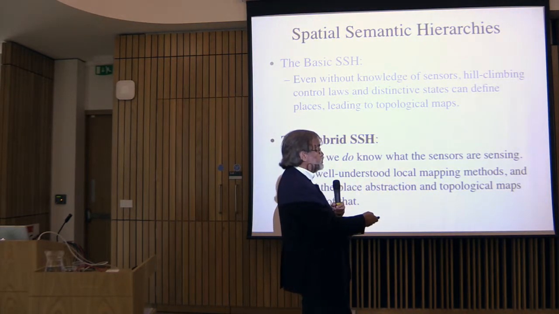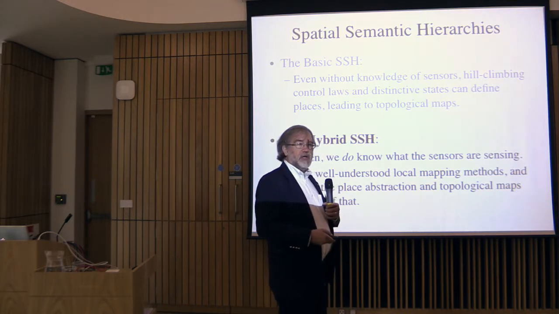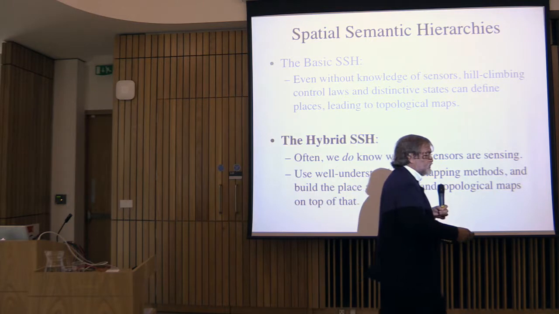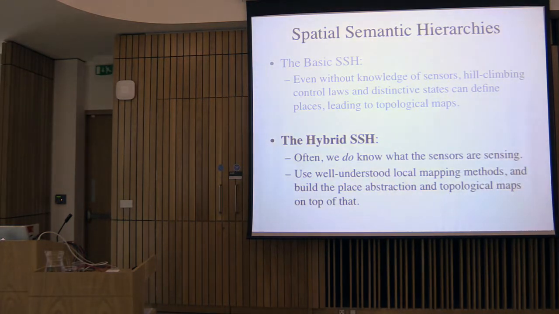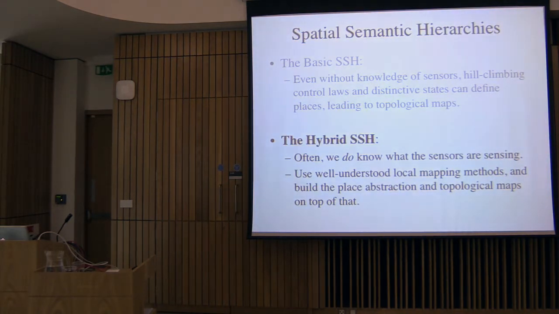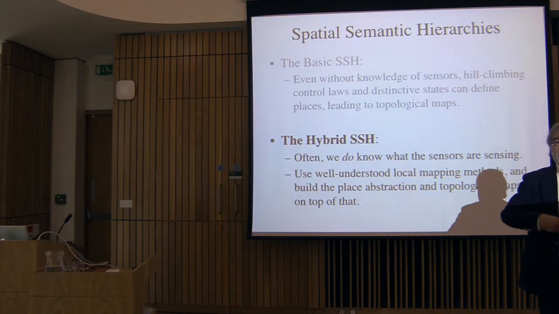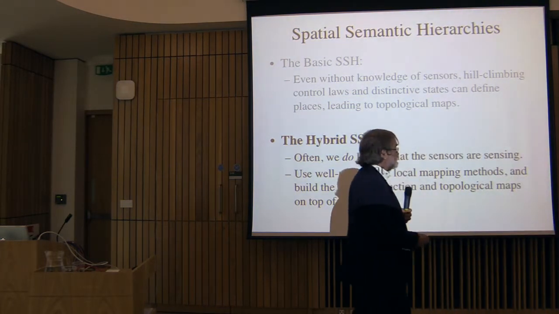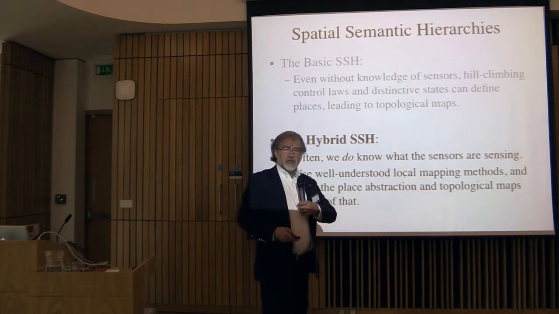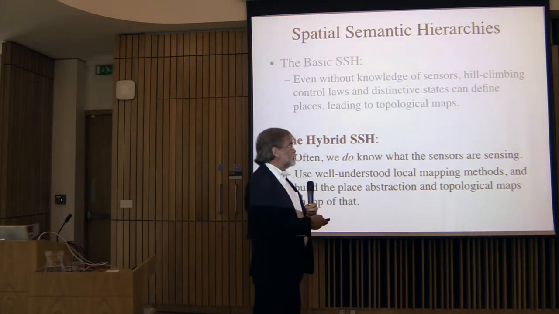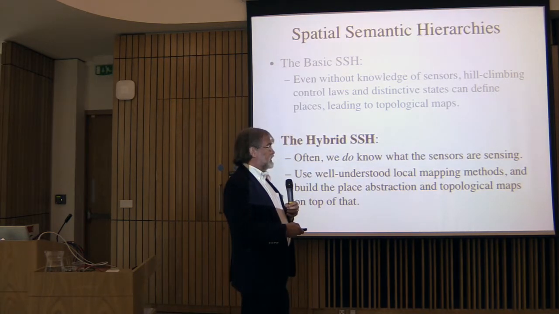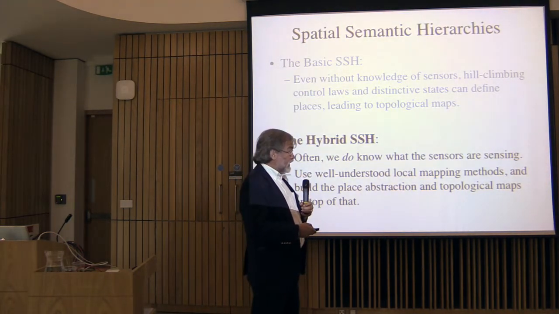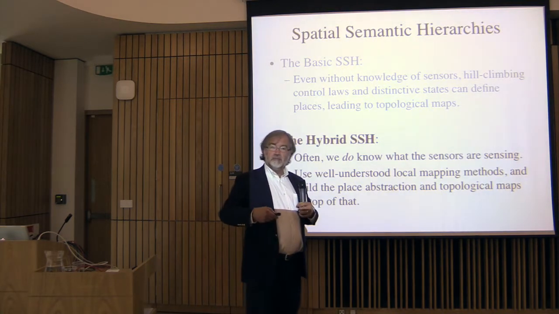So often we actually do know what the sensors are sensing. And the notion that as I travel, I have to do my hill climbing and get myself physically sitting on this distinctive state also seemed a little counterintuitive, or at least unnatural, because as most people travel, they're prepared to cut corners and move more smoothly. But then I realized, okay, all right, so perhaps we do know these local mapping methods. Probably we should be able to use them locally.